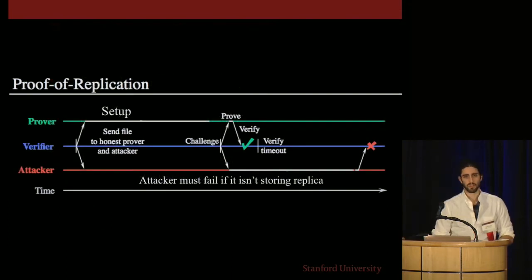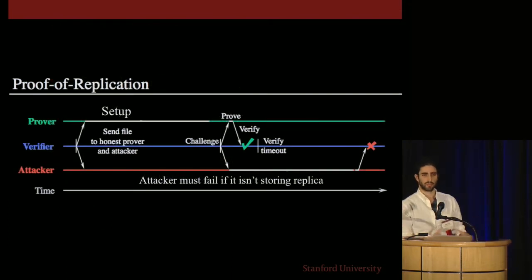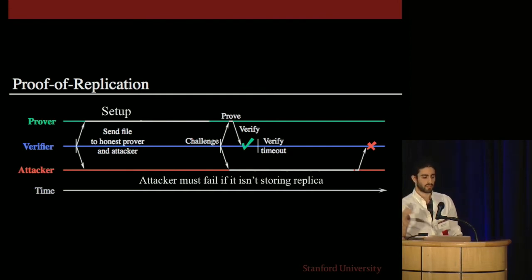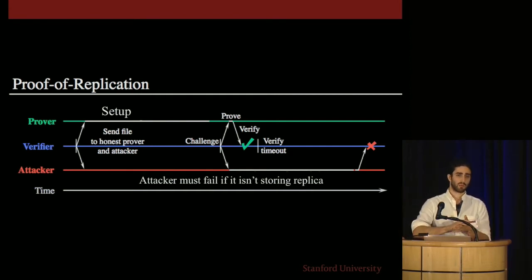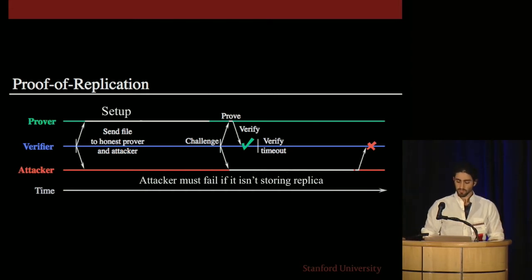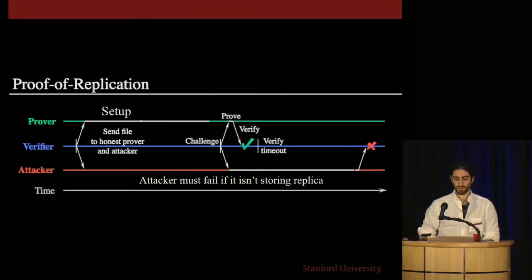The way that these algorithms are used in the interactive proof of replication protocol is that there will be this setup phase, which will take perhaps a long period of time. And then there will be this online phase where the verifier will challenge the prover to produce a proof within a short period of time. And if the prover fails to produce the proof within that period of time, then the verifier will just automatically reject the proof.